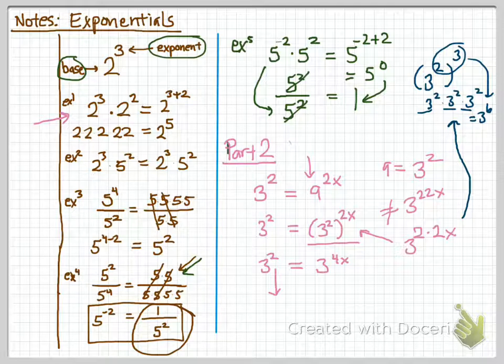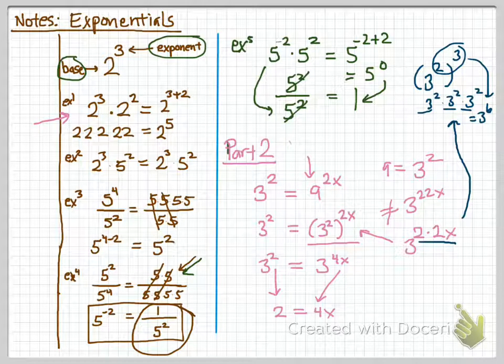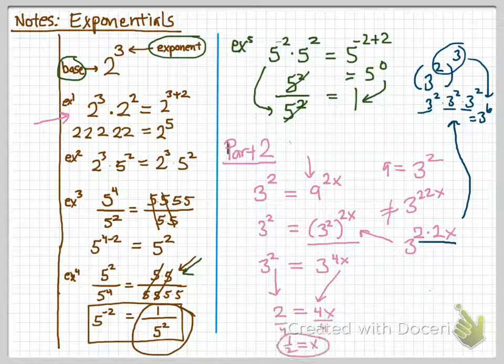Now going back to the bottom, our bases are the same, so we look at the exponents. So 3 squared is equal to 3 to the 4x power. Our bases are the same, so the exponents must be the same. So we set 2 equal to 4x. Solve for x by dividing by 4, and that gets us to x equals 1/2.